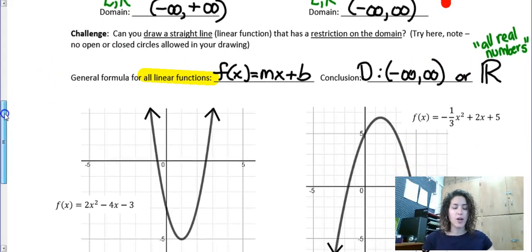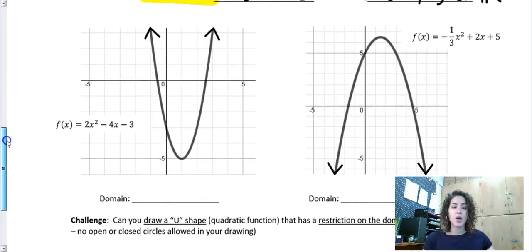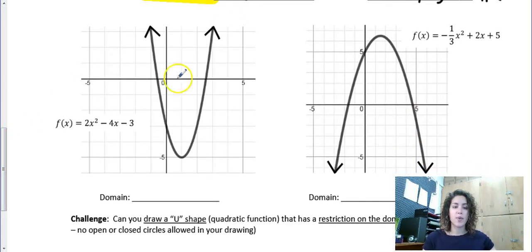Now let's take a look at quadratics. We just finished looking at linear functions. Now let's talk about quadratics. So once again, we're asked to find the domain and range.